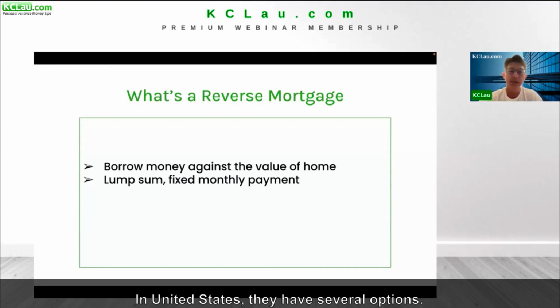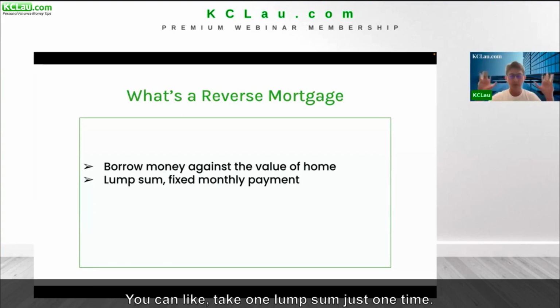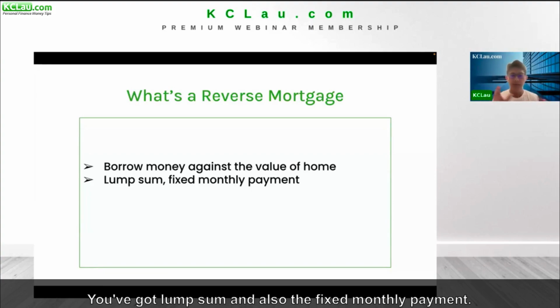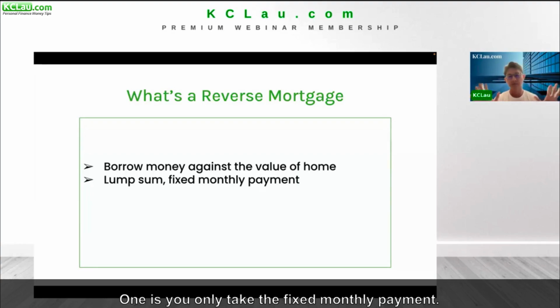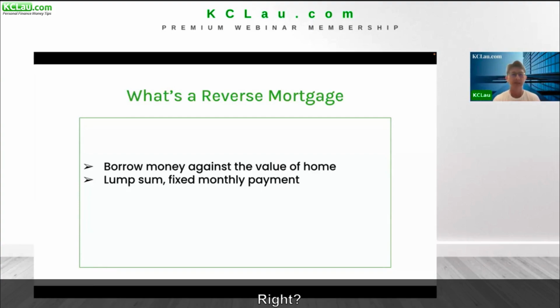In the United States, they have several options. You can take one lump sum just one time, or you can take it monthly every month, or you can take a mix of both. We've got lump sum and also the fixed monthly payment. But in Malaysia, we have two types. One is you only take the fixed monthly payment, right? The second type is you mix together. You take a little bit of lump sum plus the fixed monthly payment.